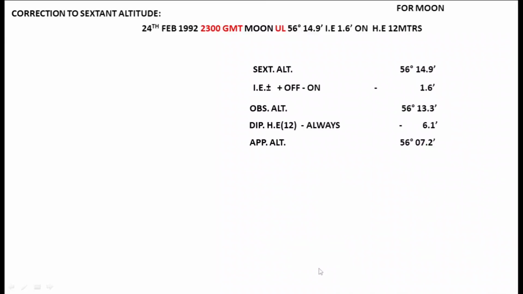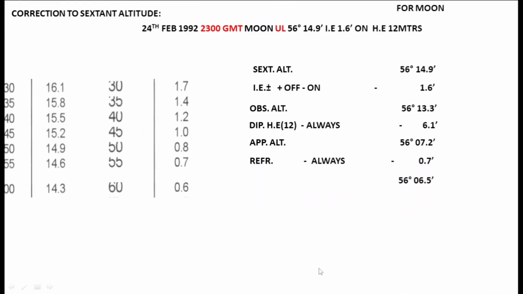Now the body comes onto my visible horizon, or you can say onto my sensible horizon. The next correction I apply is the refraction. Again, as I said, we get it from the tables in your nautical tables. My altitude was 56 somewhere here, and 0.7, between 55 and 60, so I've taken 0.7.